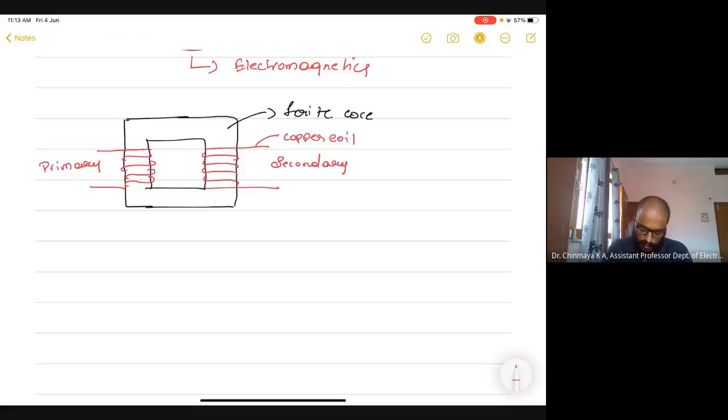As you know, the primary is connected to an electric source, and there will be a flow of current in the primary side of the coil. This flow of current will, in the magnetic domain, create a motive force. As it is in the magnetic domain, we call it magnetomotive force.